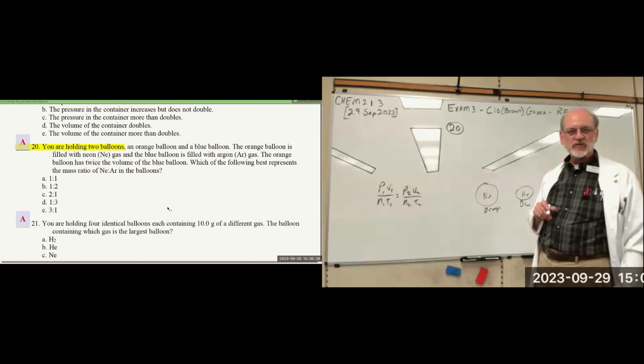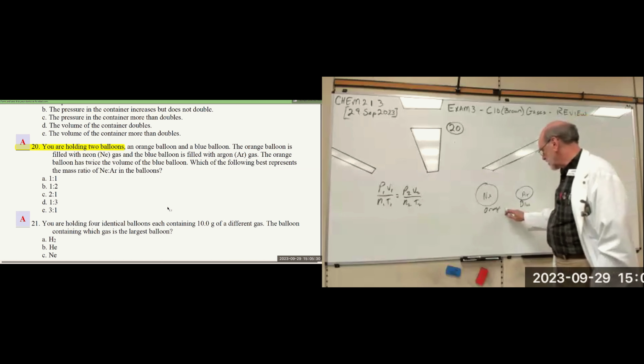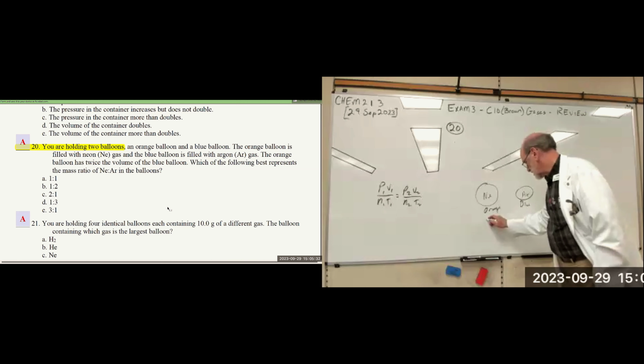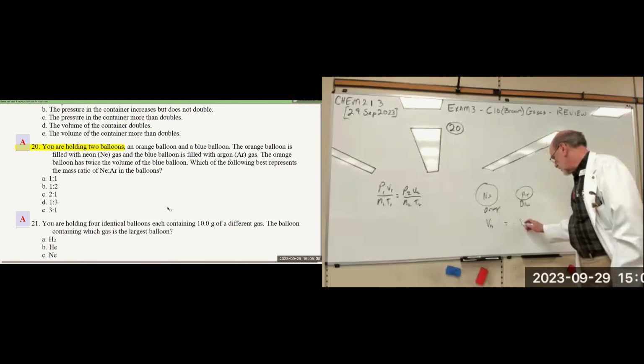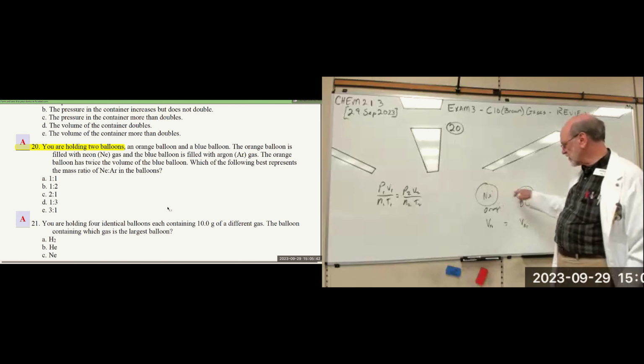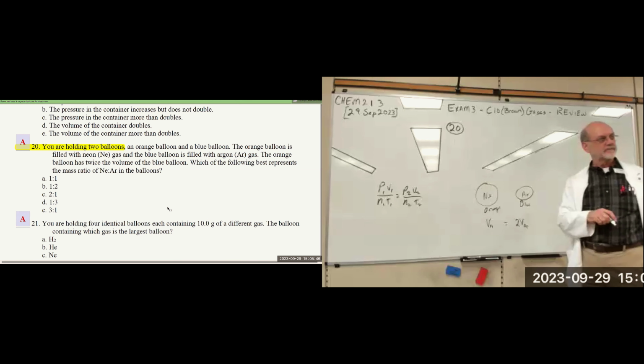The orange balloon has twice the volume of the blue balloon. So the volume of the neon balloon is related to the volume of the argon balloon. How? Well, if this is twice the volume of that one, we need to multiply that one by 2 to get this one, don't we?